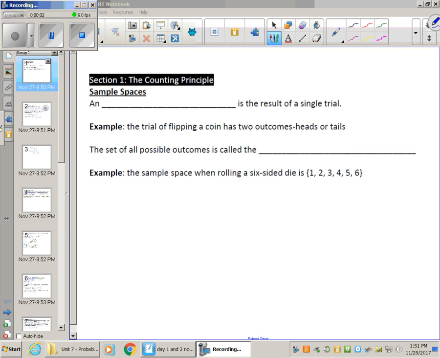All right, hey guys. We are starting day one of the probability unit. This is our first day of this next unit. This is our second to last unit. We got this, then statistics.